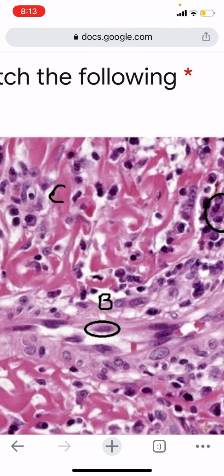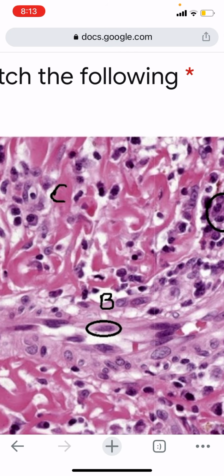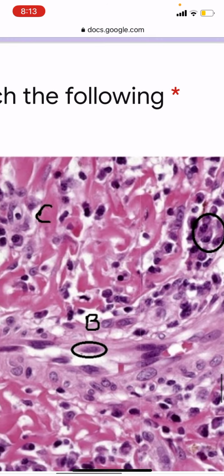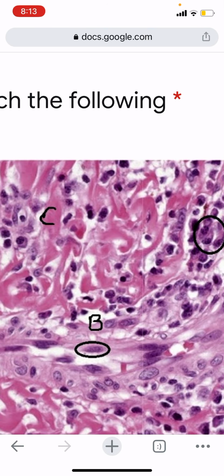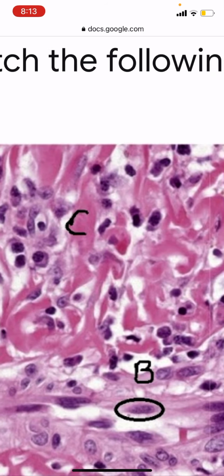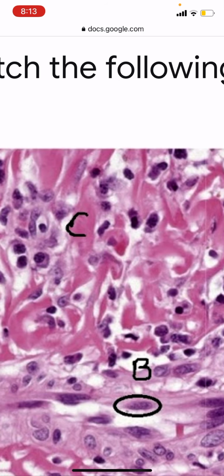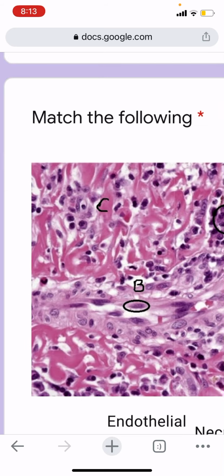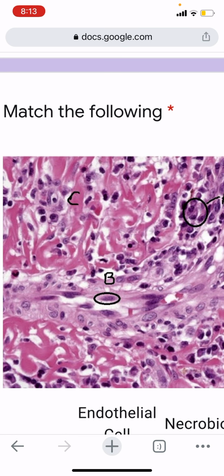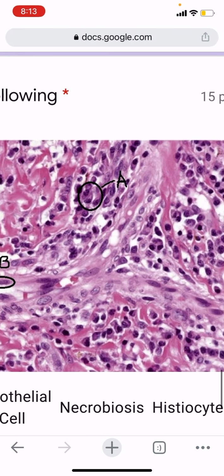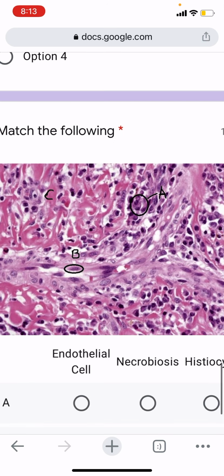B is basically swollen endothelial cells. Now this is a picture of syphilis actually. So in syphilis, the typical histological picture, you see swollen endothelial cells in association with plasma cells. And C is basically slightly thickened collagen bundles. Probably the lesion is chronic and you see some amount of collagen thickening here. This is definitely not amyloid. Definitely no necrobiosis here. So C is collagen.